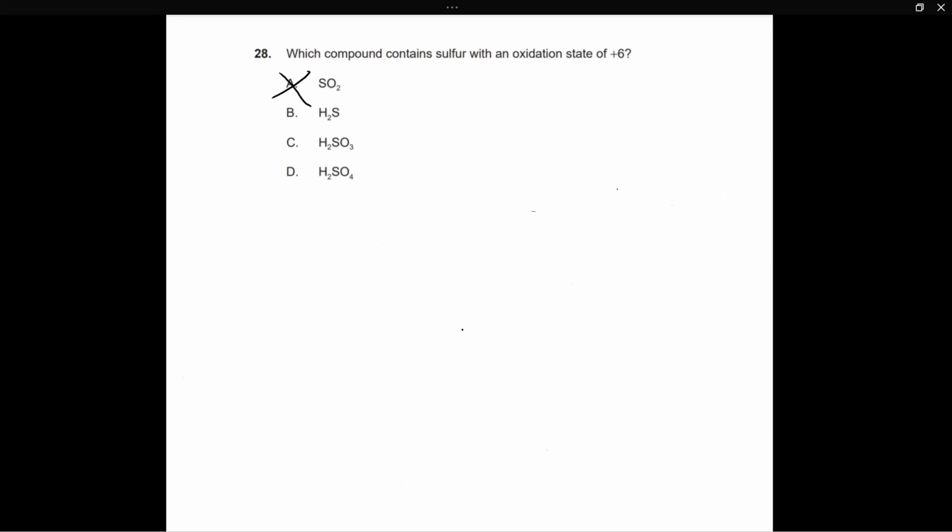Now, what about the next part? What about B? H2S. Well, hydrogen is actually an exception to this rule about giving the most electronegative atom the negative charge. It is an exception because hydrogen can only afford to give one electron or to gain one electron.